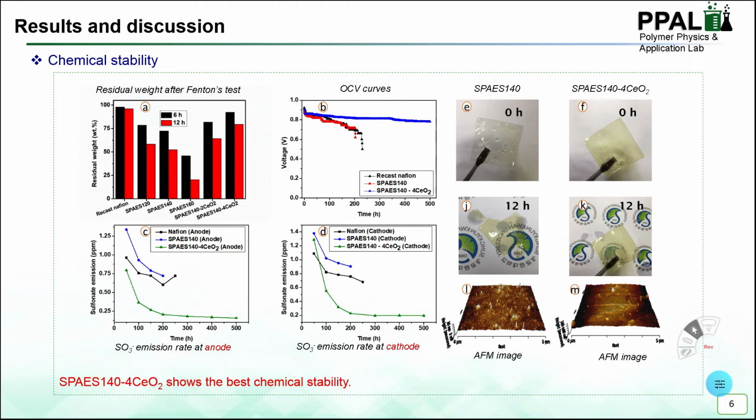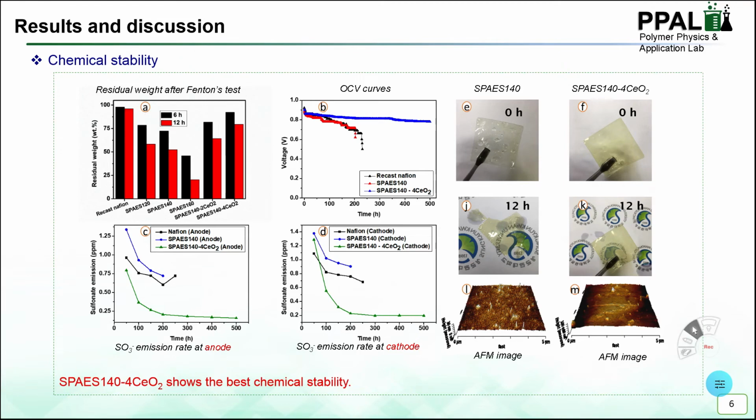Moreover, figure B is the OCV test. The OCV test also confirms the membrane containing 4% of the cerium oxide still works very well after 500 hours. Meanwhile, the SBAES 140 or the pristine membranes decayed after around 200 hours. And figures C and D show the sulfonic emission rate of the membrane at the anode and cathode side of the fuel cell system.